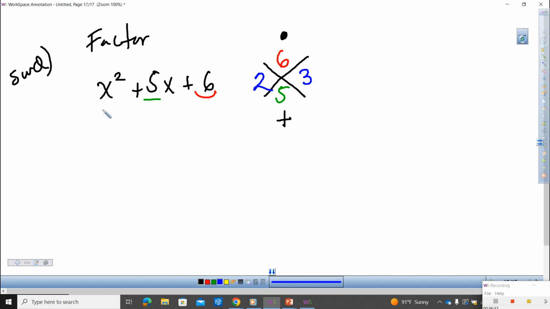Here it goes. First thing I do, I bring down the first term. I bring down the last term. Pay attention to this part. And then this 5 can be written as 2 plus what? 3. So I would write 2x plus 3x. Does this give me that? Yes? Copy that really quick. Now that we have 4 terms, this is what we call factor by grouping. I'm going to group two terms together and then another two terms.